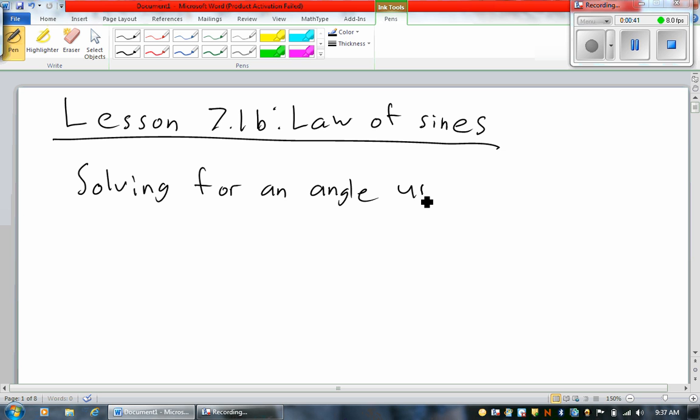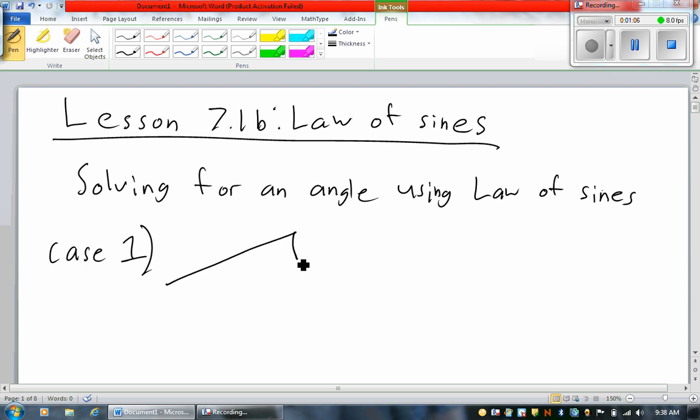Using law of sines, we're going to have three cases. Let's take a look at case one. This is the most basic case, and the case that we kind of hope will happen.